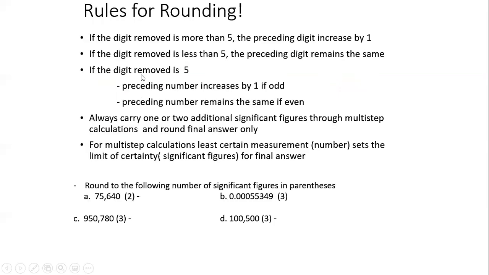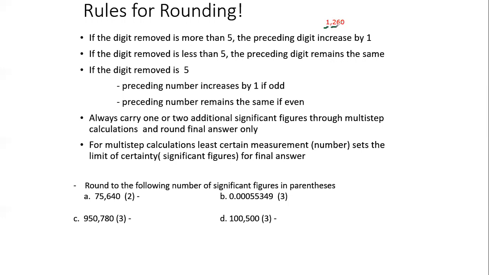So the rules for rounding are fairly straightforward, and the definition may look intimidating, but we're looking at the digit that's to be removed. So if the digit to be removed is greater than 5, then we just increase the preceding digit by 1. So what do we mean by that? If we take a look at an example, let's say we have 1,260. And we only want to keep 2 significant figures.